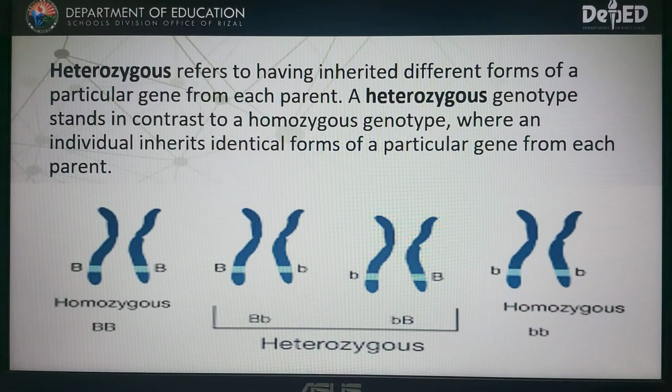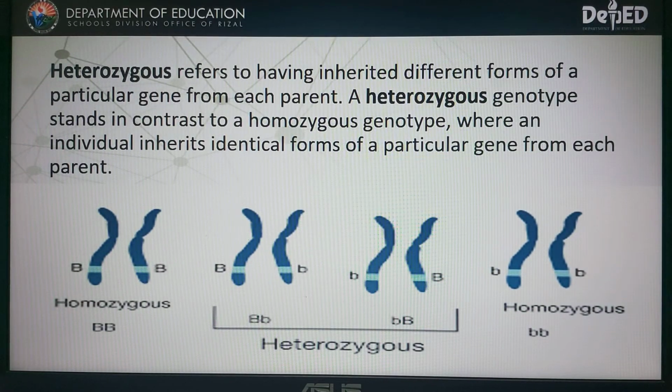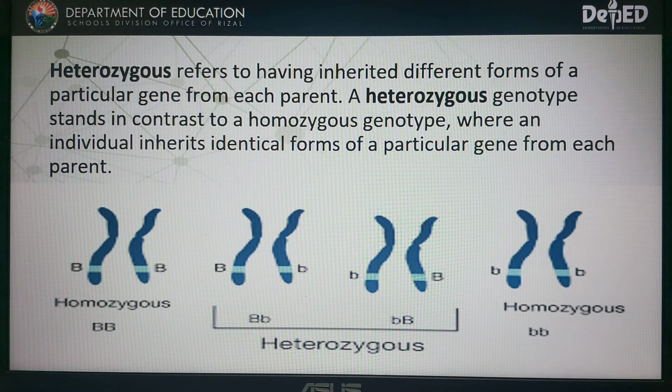Next, let's proceed to heterozygous. It refers to inheriting different forms of a particular gene from each parent. A heterozygous genotype stands in contrast to homozygous genotypes, where an individual inherits identical forms of a particular gene from each parent. For example, in homozygous, both alleles na same yung namana mo. Pero sa heterozygous, magkaiba yung namana mo sa parents mo. Sa tatay mo yung capital B, for example, black hair, and dun sa small b, brown hair naman yung sa nanay mo. That is what we so-called heterozygous.